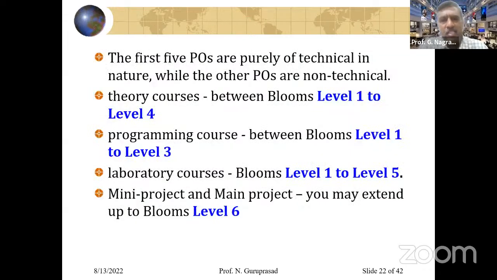The first 5 program outcomes, as I told you, are purely technical. Theory courses are between Bloom's level 1 to 4, and programs that ask students to apply a particular concept are from 1 to 5. As I told you, mini project and major project, which we also call the main project, can go up to the last level of taxonomy, that is cognitive level 6.